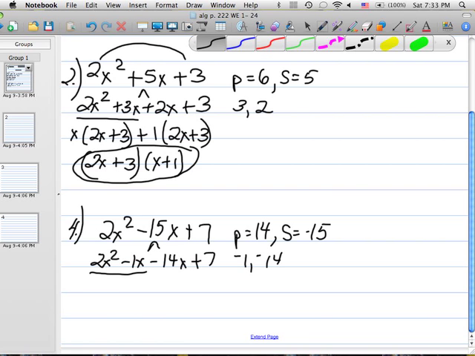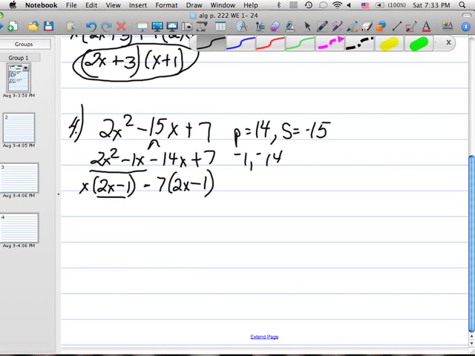From the first pair, take out an x, and we have 2x minus 1. This is positive, negative. This is negative, positive, so we need to take out a negative 7, and we have 2x minus 1. And you can check by multiplying. But remember, we always have to get the same factor here. So our factors are 2x minus 1 times x minus 7.